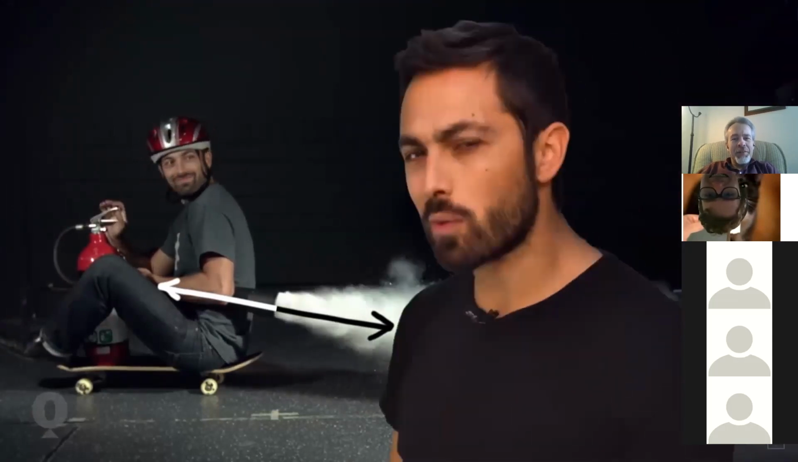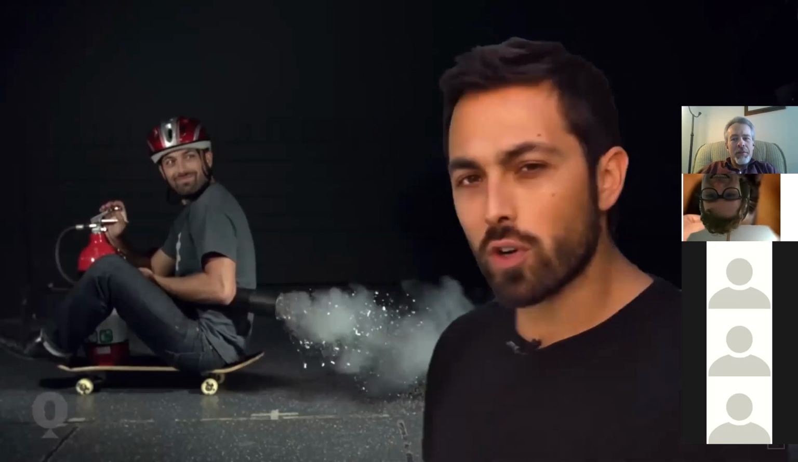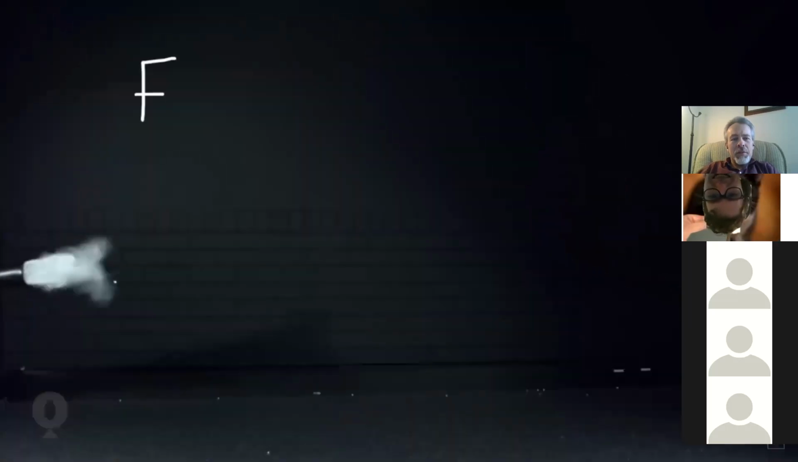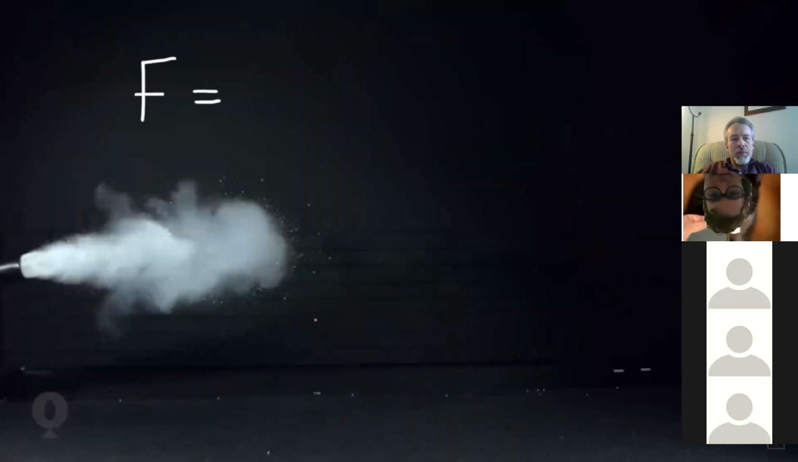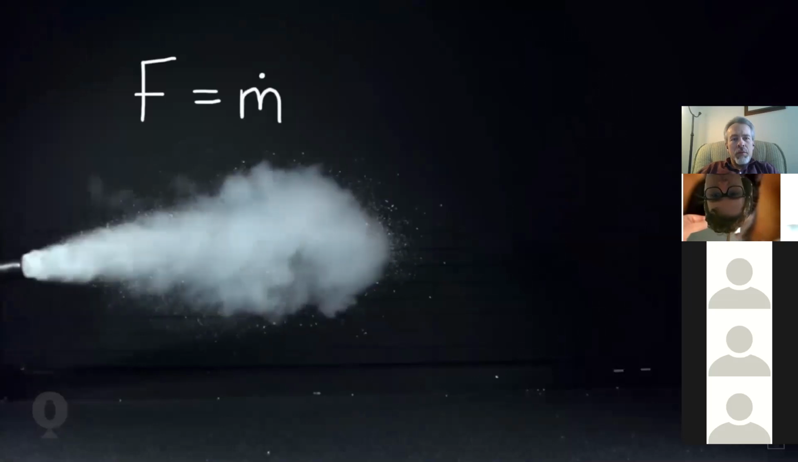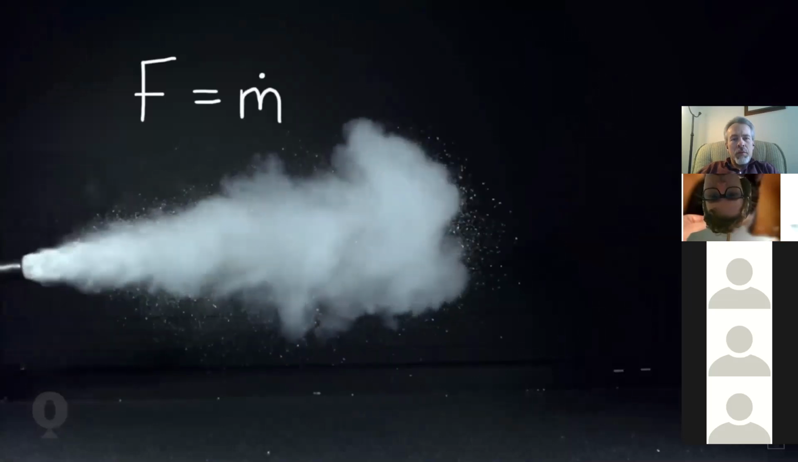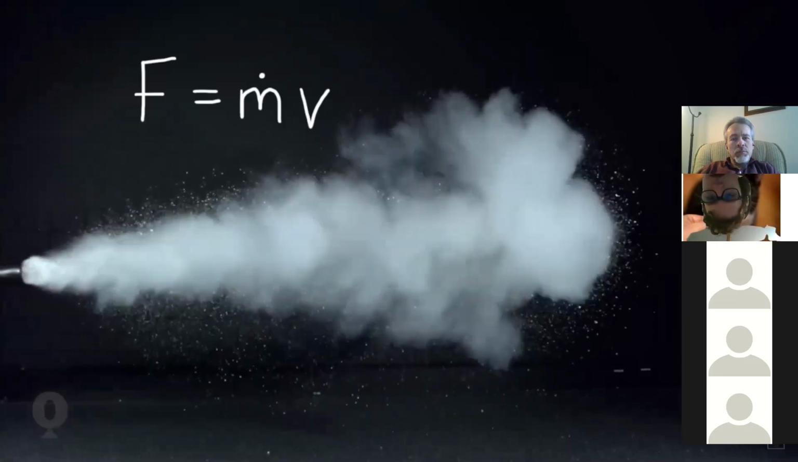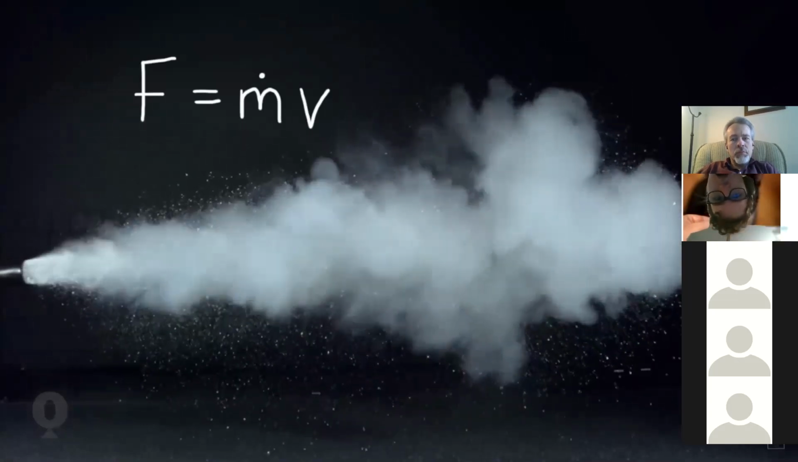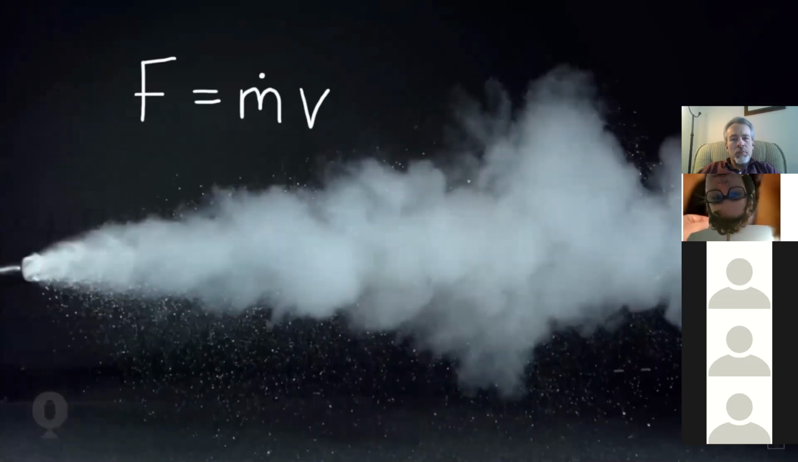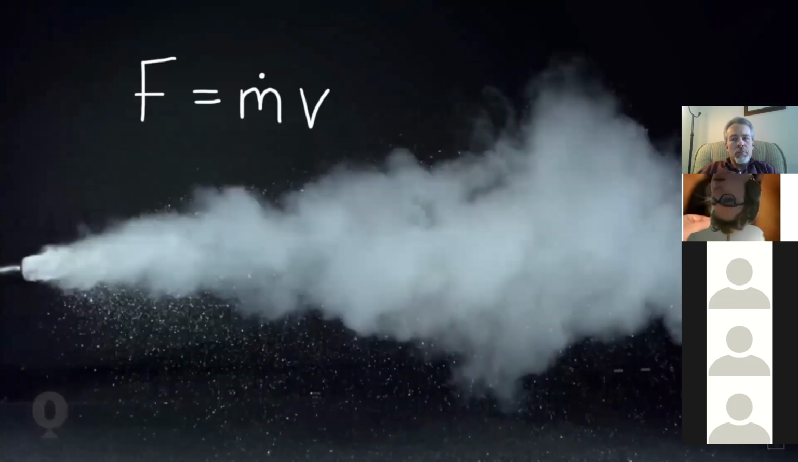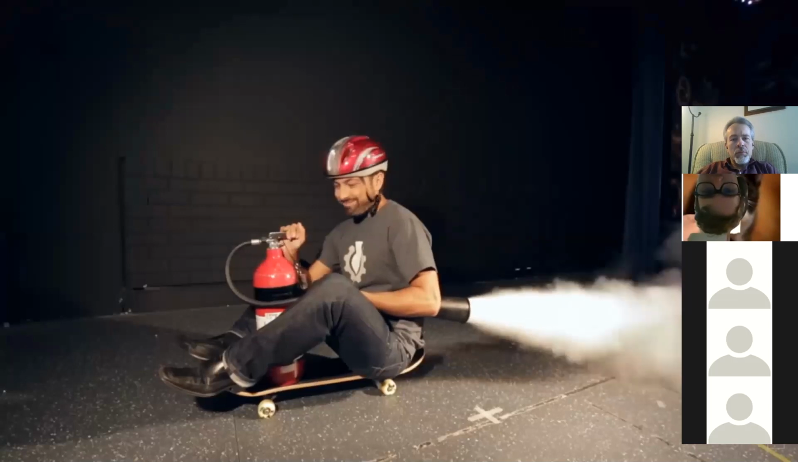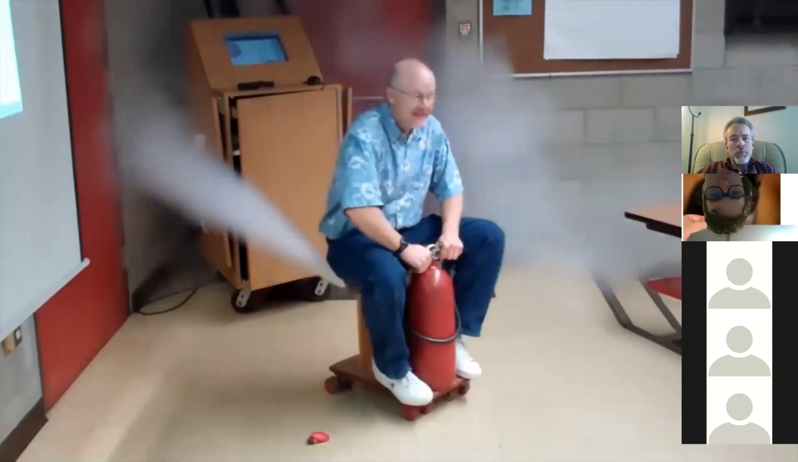So what was the problem here? Well, the force applied to me by the carbon dioxide is equal to the rate of mass ejected out the back of the fire extinguisher, call it m dot for short, multiplied by the velocity of that exhaust gas. So in this case, the carbon dioxide wasn't ejected fast enough to create a big enough force to overcome the small frictional forces and get me to accelerate. But it can be done, as has been demonstrated many times on YouTube.